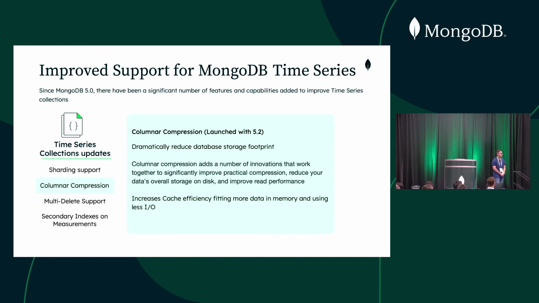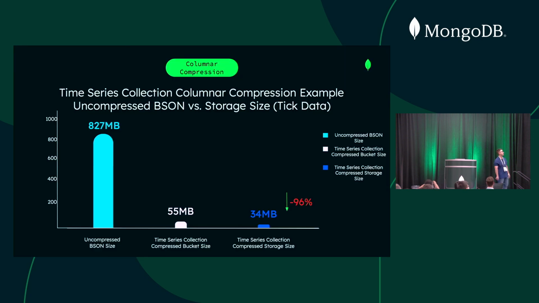All of these things you may have heard of or other systems use, we're able to then actually use them on the document model and reduce your storage and index sizes even further and actually increase cache efficiency by up to 30x compared to regular collections. So you can fit a lot more data in memory when it comes to a time series collection. You can issue a lot fewer queries to disk and I/O.